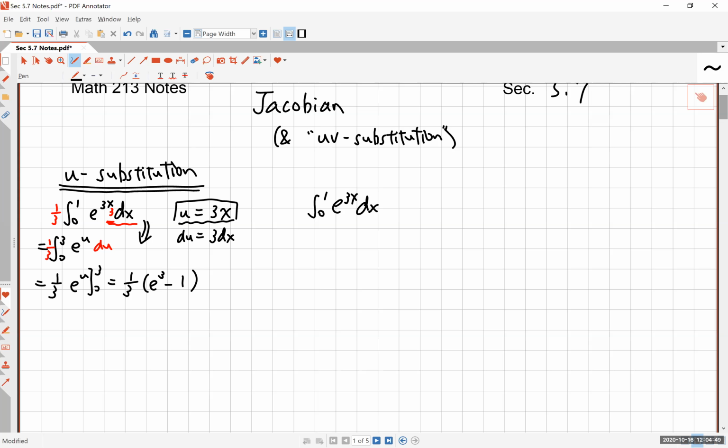So this is from 0 to 1, and e to the 3x. And instead of dx, what do we do? Well, dx is, and I'm going to start changing things here, dx is 1/3 du, right? And instead of 3x, of course, that's just u. And then this goes from 0 to 3, right? So in a sense, I know this is exactly what we did before. This is from 0 to 3 of e to the u, and then 1/3 du.